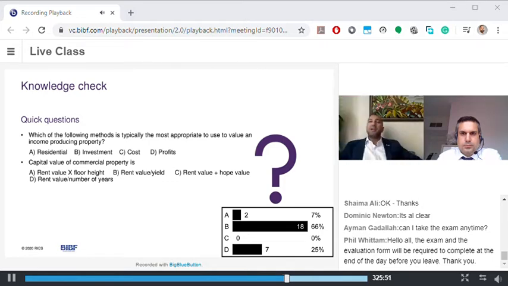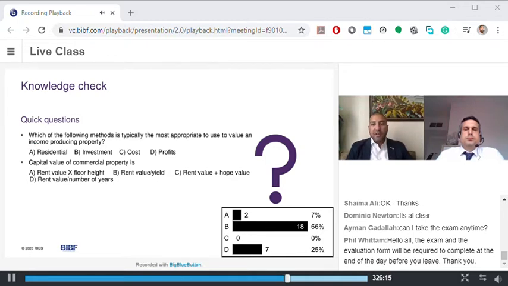I think the profits method is a valid method if it's an income-producing business, right? You value it as if it's a mall or a hotel. So it could be a right answer, but I think it's a partially right answer. I think the more appropriate one is the investment method. Next question.